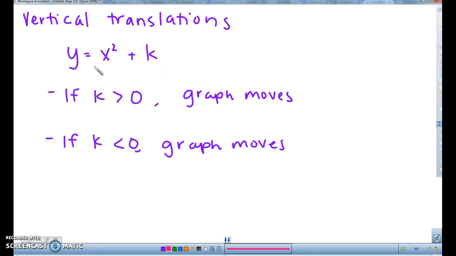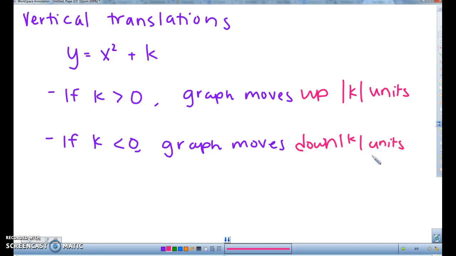And vertical translations have the form y equals x squared plus some constant k. And that constant k, we have two scenarios. If it is greater than 0, meaning it is a positive number, my graph moves up. Up is a positive direction. That makes sense to us. And how far does it move up? Well, it moves up the absolute value of k units. So if k is 3, it will move up 3 units. If k is less than 0, my graph is going to move down the absolute value of k units. Okay.